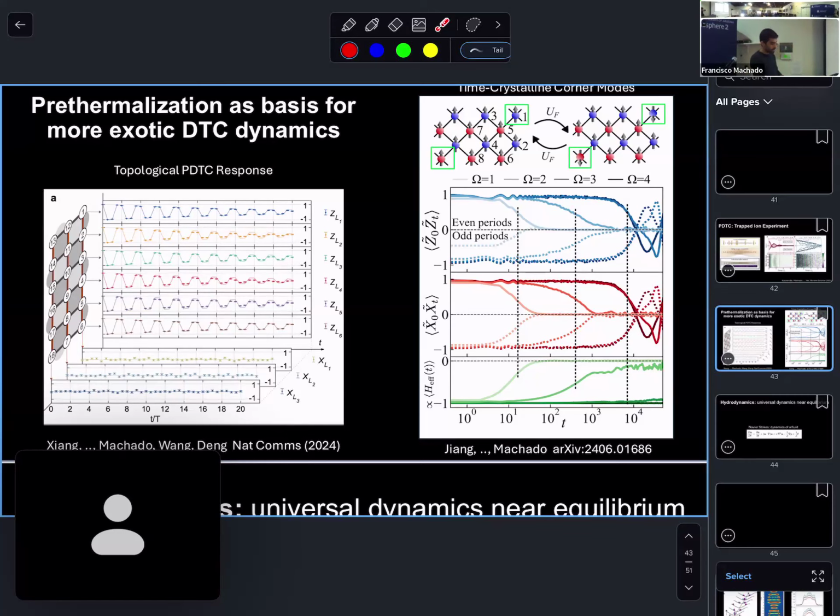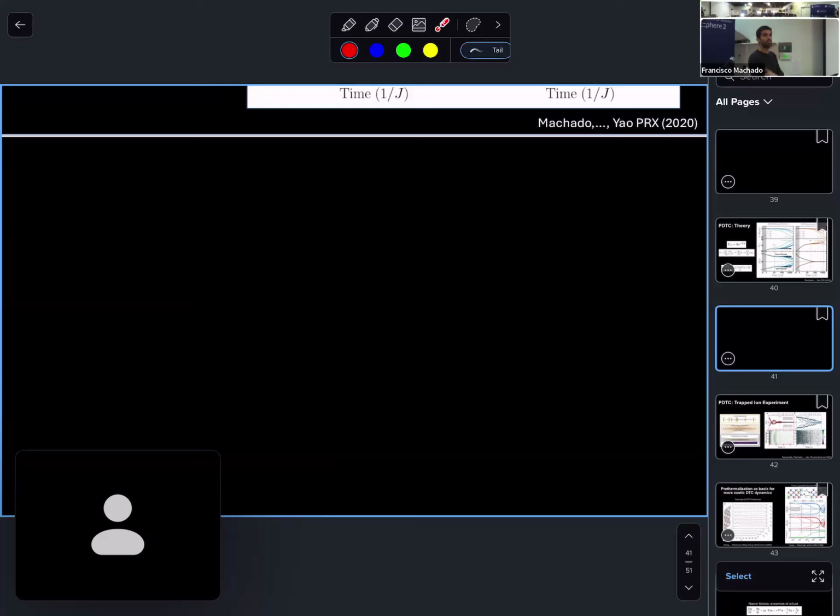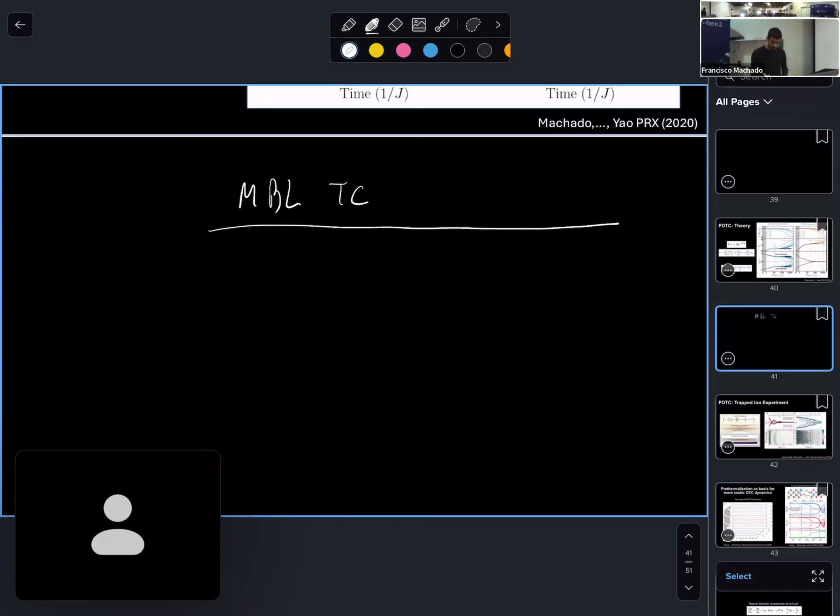So one thing that I now realize, and why I had this blank page, is that I wanted to compare this pre-thermal time crystal with the MBL time crystal that I talked about yesterday. Just to emphasize that point, it's going to be quick, but I want to allude that these are slightly different, even though the signature of them is the same. It's this period doubling phenomenon. I want to emphasize some distinctions that help us put this time crystalline phenomenology in different regimes. So one thing that we call DTC.